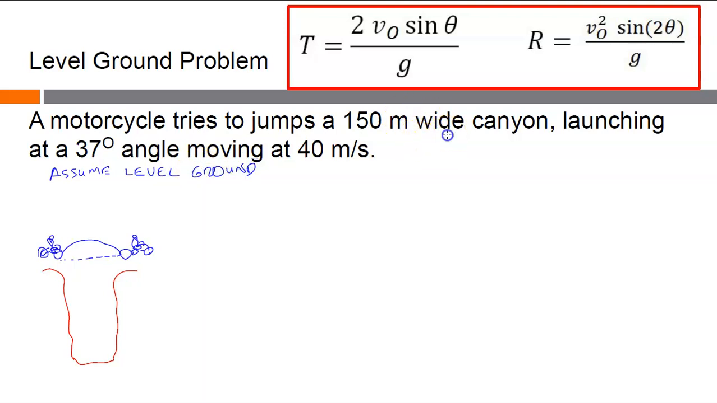Right? It's 150 meters wide, and they didn't give me anything about the depth. If I needed that, to consider how long it would take to fall down here or something, they would have had to tell me that. They don't always say, hey, this is a level ground problem, but this would be one where we could jump in and say, well, let's use the level ground formulas, and that'll tell us how far this guy can go at that speed, at this angle, and we'll see if he survives or not, okay?